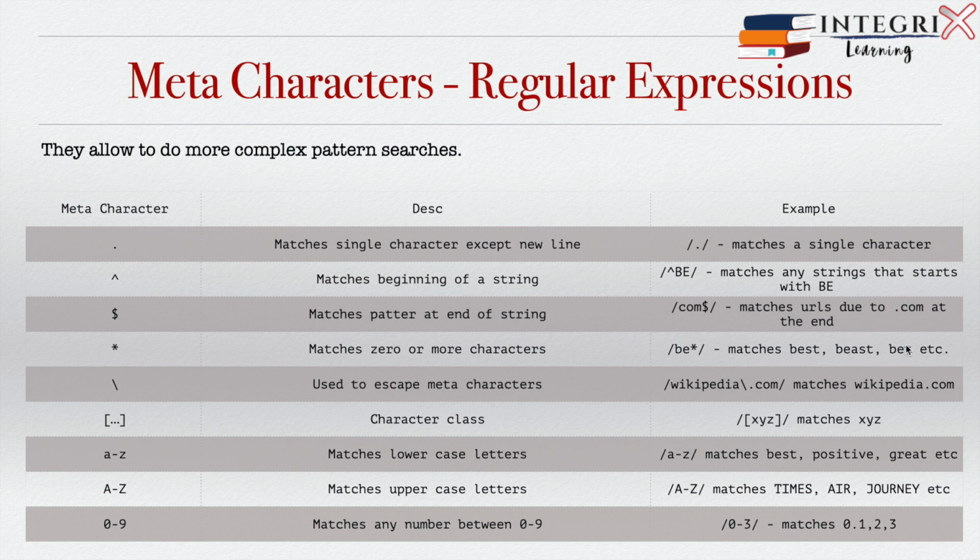Every string has an end. Dollar, as we discussed, matches a pattern towards the end of the string. So com dollar will match URLs. As in a URL, we want to ensure it ends with a com. Not true really, because you can have a URL without .com also. However, just for the sake of example, if I want to see that the string ends with com, then I can always use this as a pattern.